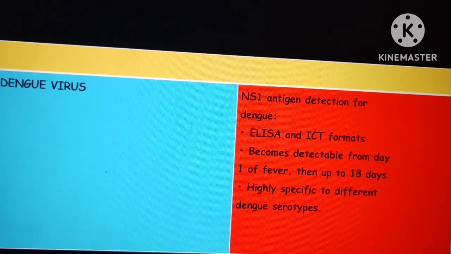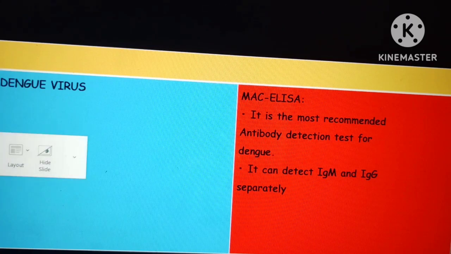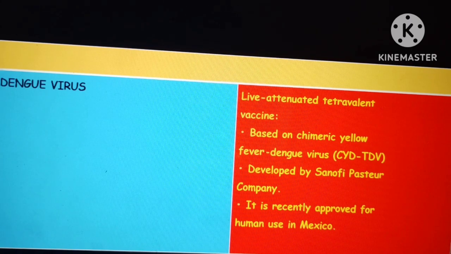The NS1 antigen test is an important test. ELISA and the immunochromatographic test can also be done. NS1 is detectable usually from day 1 to 8, and it is highly specific to all the dengue serotypes. Another test is MAC ELISA, which is routinely followed here, and it can detect both IgM and IgG antibodies.